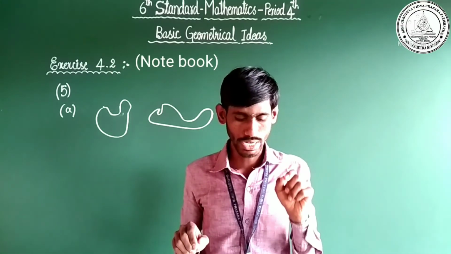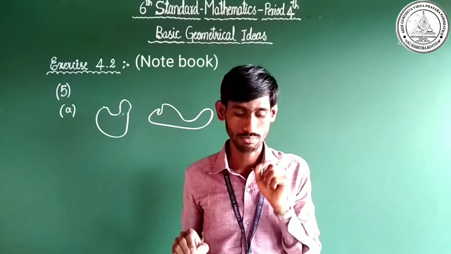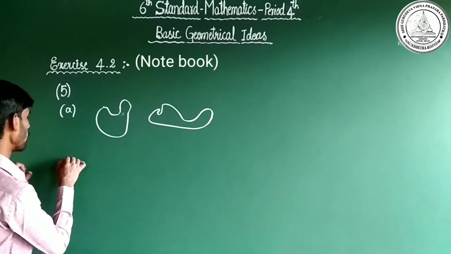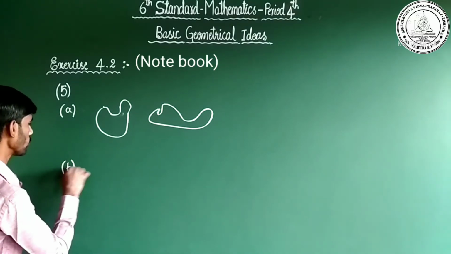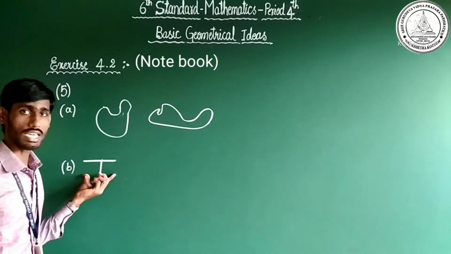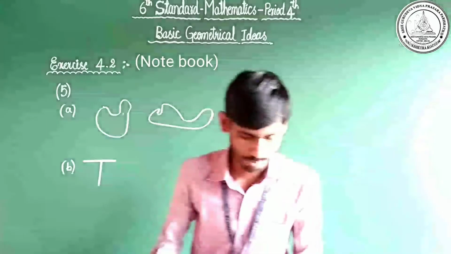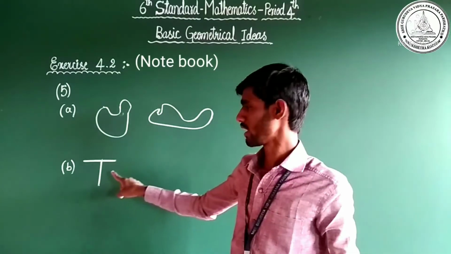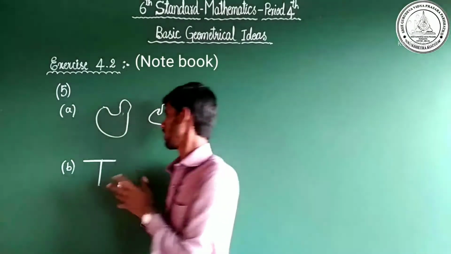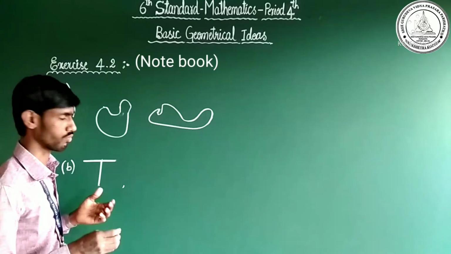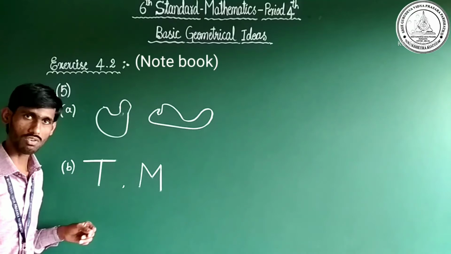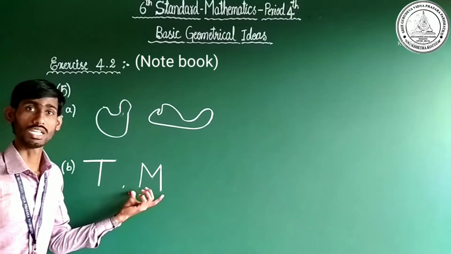An open curve made up entirely of line segments. Yes, an open curve and it must be line segments. Yes, second question. T. All of you use a pencil, okay? T is an example of an open curve and it is formed by the help of line segments. And you may draw one more. They asked only one, but you may draw one more, no problem. M. M is also an open curve. It is formed by the help of line segments.